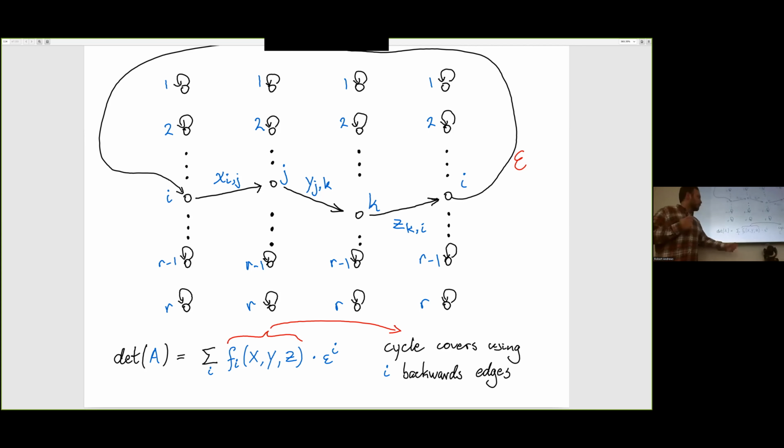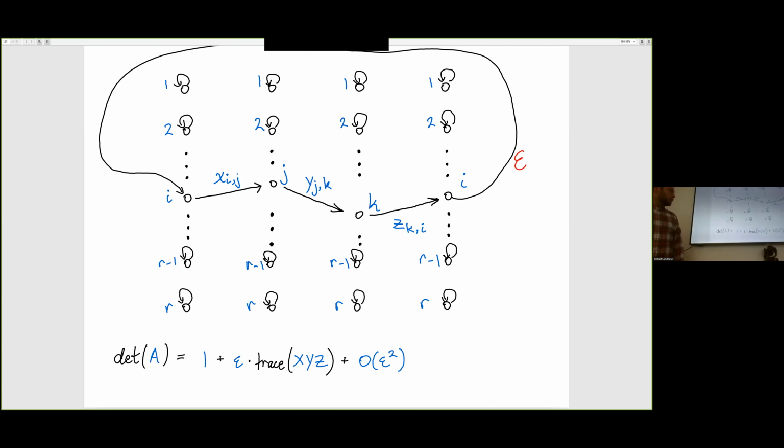And the point is, what is this ith term here? It corresponds to the cycle covers that use i of the backwards edges. So I'm counting how many backwards edges I use. So what you get is that the determinant of this matrix is 1 plus epsilon times the trace plus some higher order junk. The 1 is because of the self loops. The linear term is because we're using exactly one backwards edge.